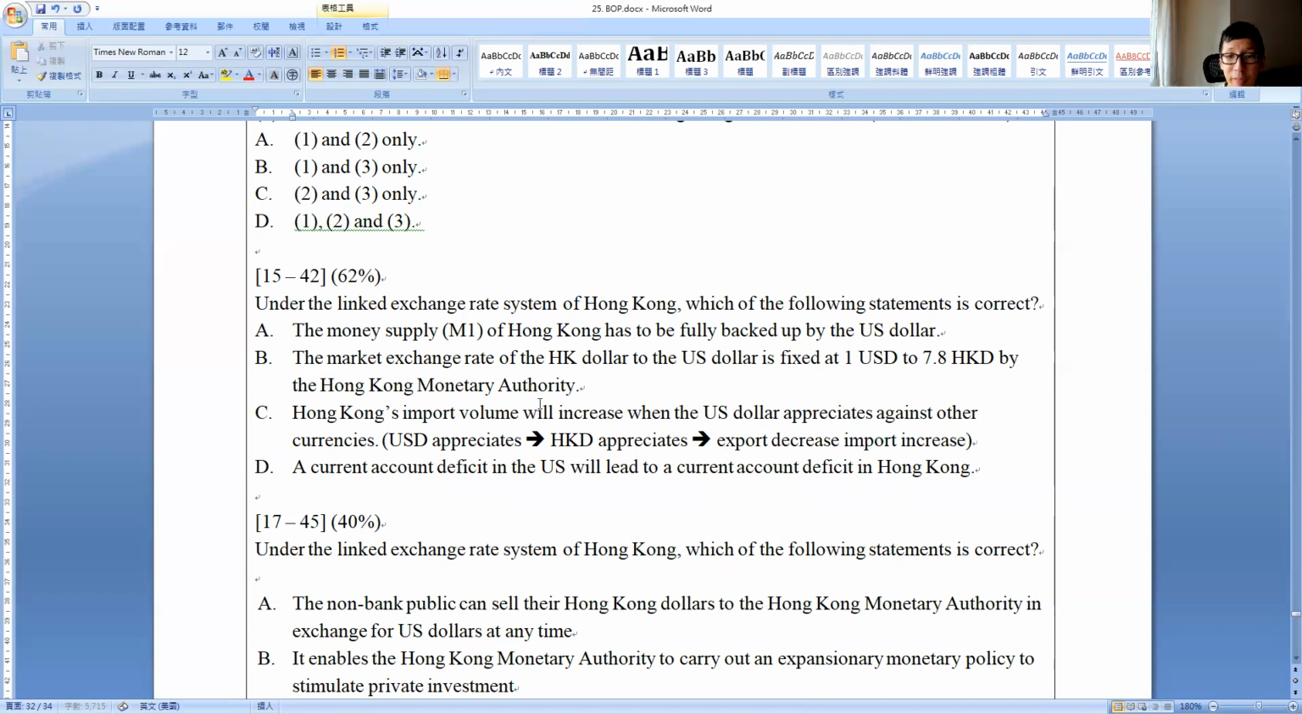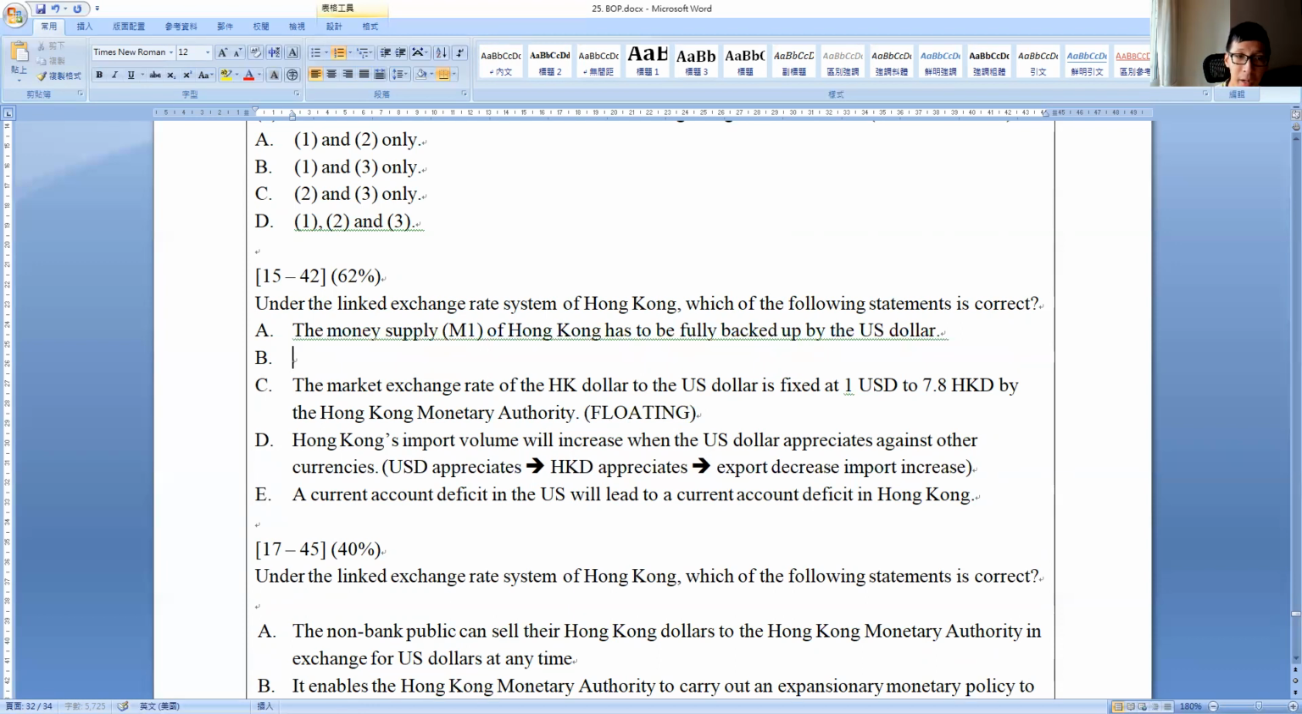係嘛？Import volume would increase. Yes, this is the case. 好啦，boy, market exchange rate fixed 唔講啦。Now let's talk about M1 here. Now what it says is that the money supply M1 of Hong Kong has to be fully backed by the US dollar. Remember what is M1?